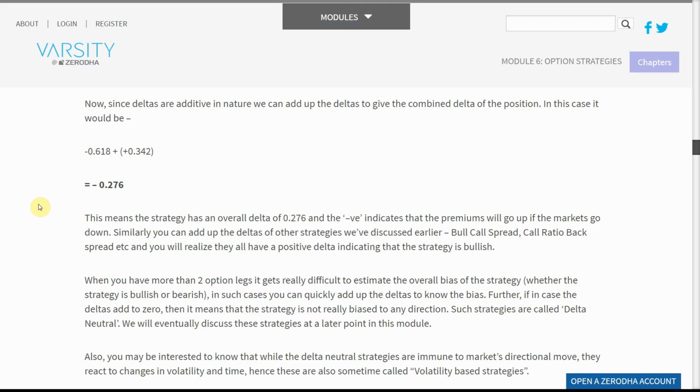Similarly, you can add up the deltas of other strategies we've discussed earlier: bull call spread, call ratio back spread, etc., and you will realize they all have a positive delta, indicating that the strategy is bullish. When you have more than two option legs, it gets really difficult to estimate the overall bias of the strategy, whether bullish or bearish. In such cases, you can quickly add up the deltas to know the bias.